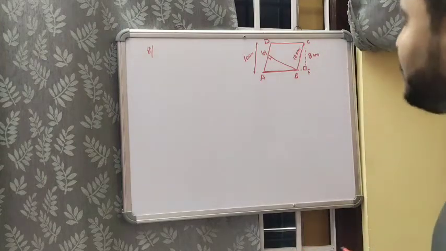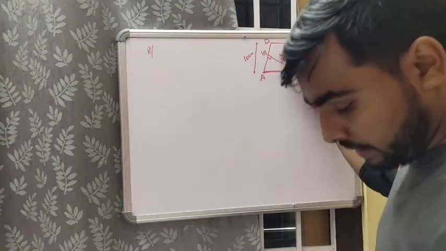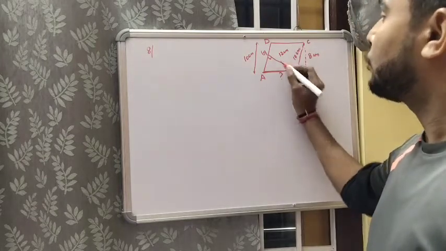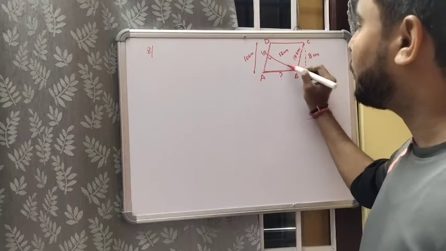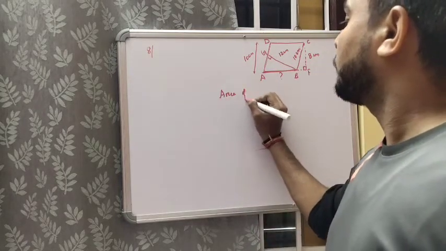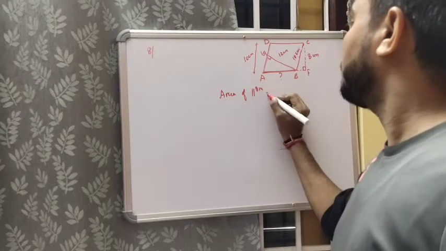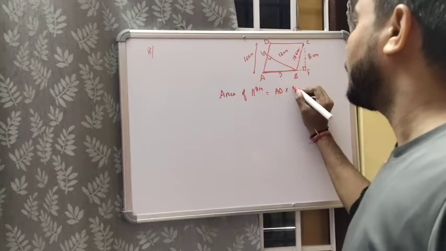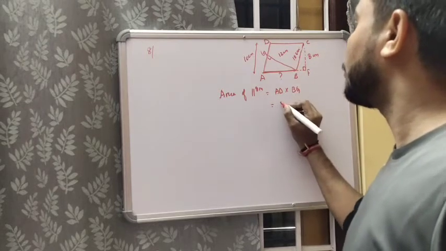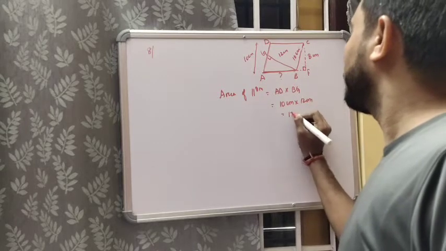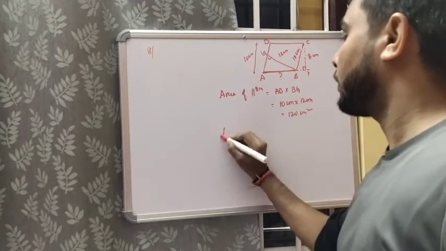Okay, and BG, this perpendicular BG is 12 centimeter. You need to find AB. If you have been given a base and the height upon it, you can find the area of parallelogram as base into height. Base will be AD as you know it, and height will be BG as you know it. So 10 centimeter into 12 centimeter will be equal to 120 centimeter square.